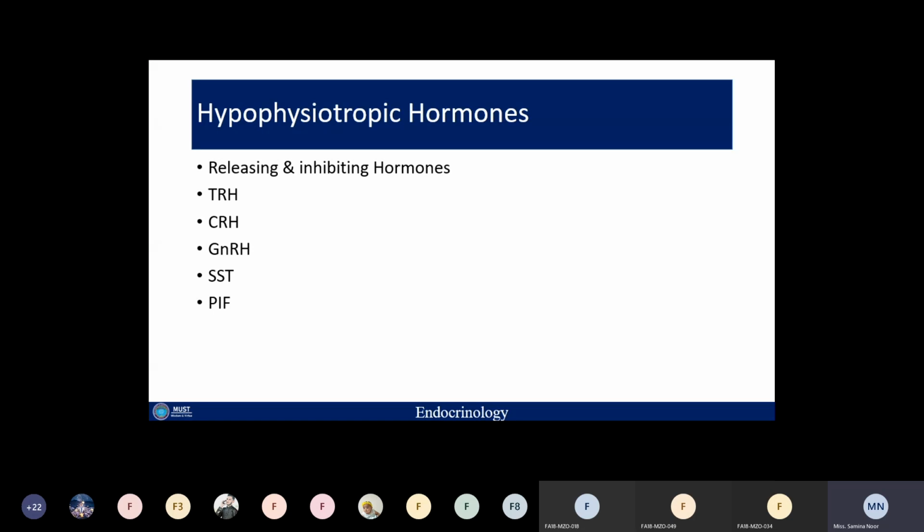And then next is about the hypophysiotropic hormones. So the hypothalamus secretes certain kinds of neurohormones, and such hormones are known as hypophysiotropic hormones. So the hormones, the chemical messengers, which are secreted by the hypothalamus are known as hypophysiotropic hormones. Hypophysiotropic hormones are of two different types. One is known as releasing hormones and the other as inhibiting hormones. So the hypothalamus secretes both kinds of hormones, releasing as well as inhibiting.